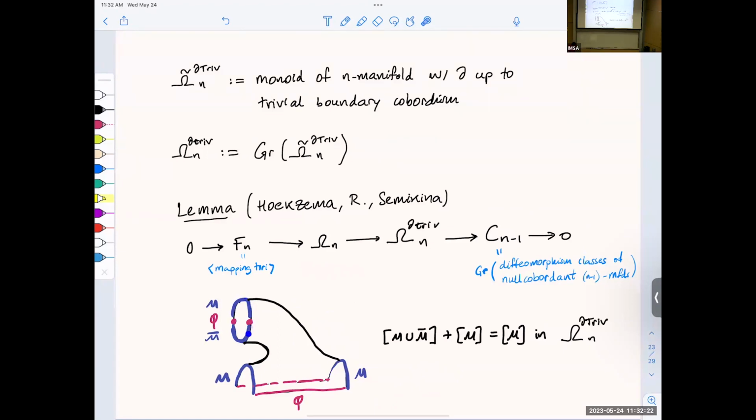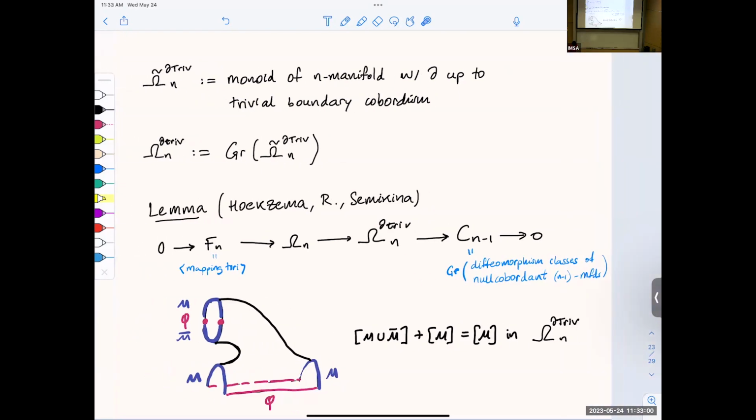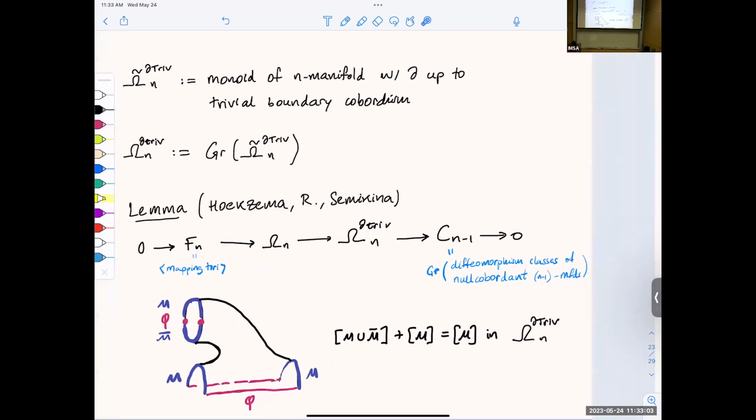If you have M, in this example, it's a twisted double, M and N, and over here you have M and again M. Well, then you're going to get this relation, and that means that these twisted doubles are always cobordant to mapping tori. So in this context, it really doesn't matter so much if I'm saying twisted double or mapping torus. So this is going to be zero in the trivial boundary cobordism group. So you do have this kernel happening in this exact sequence. Okay, so that's a four-term exact sequence.